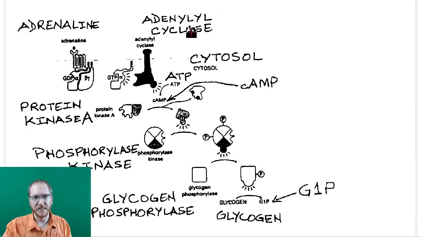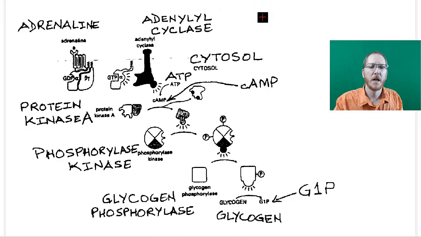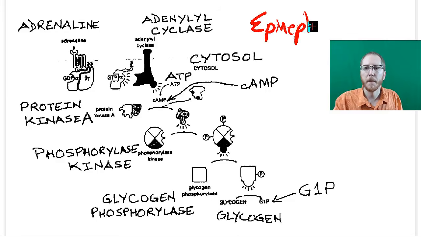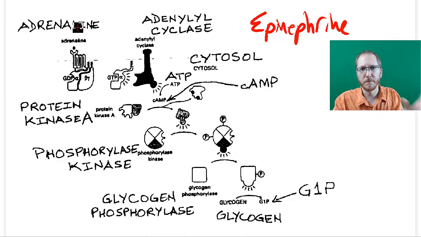Now, our kind of example, our poster child, if you will, we've talked about a lot of these poster childs of signaling, is oftentimes going to be epinephrine. And so this one's going to involve epinephrine. And so when that signal is received, adrenaline's kind of the other name for it.